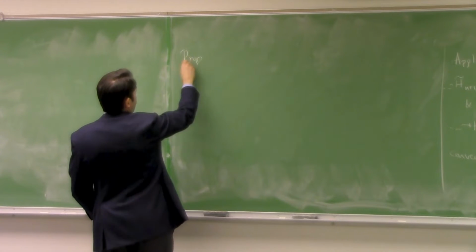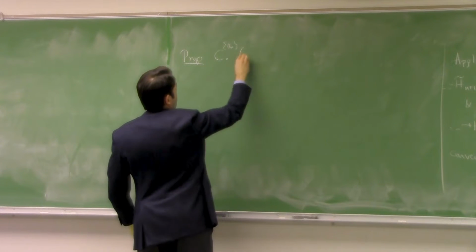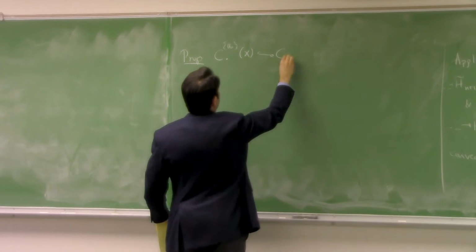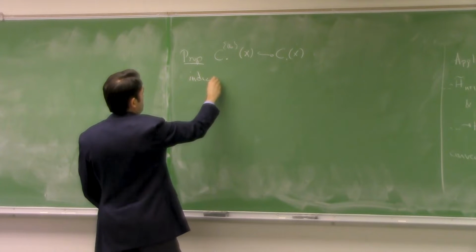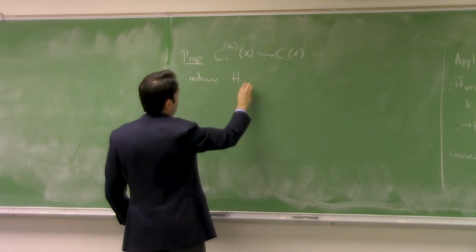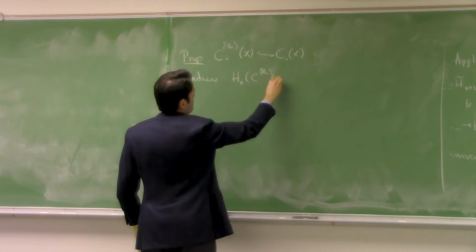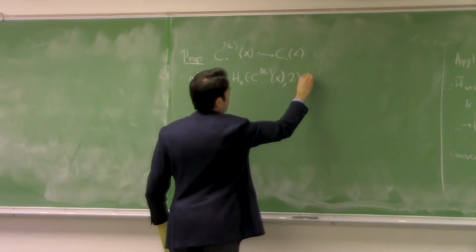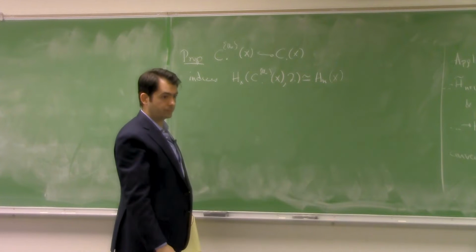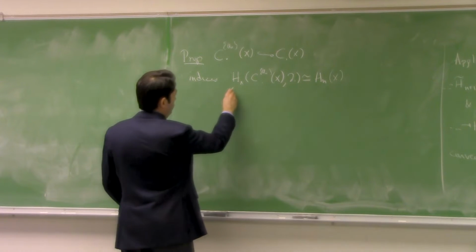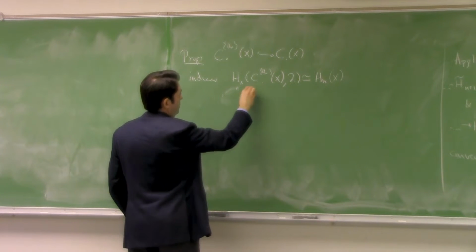So the proposition is that the inclusion of this complex induces an isomorphism between the homologies. And we're going to denote this group by H_n^U_alpha.